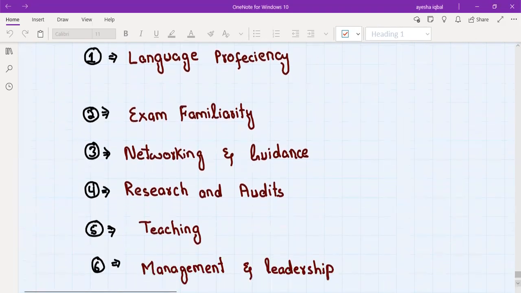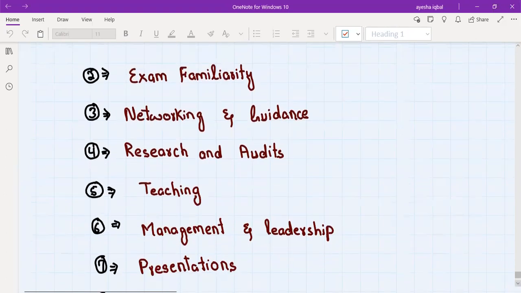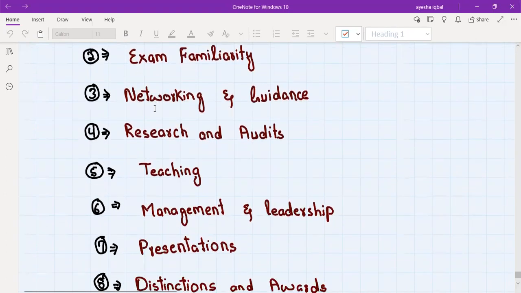So regarding research and audits, what you can do about this part here is we all know that during our undergraduate study, we are required to take one research project. So try to take that research project seriously and to the best of your abilities. Or write your research projects to the best of your abilities and try to get it published in some local journal, etc.